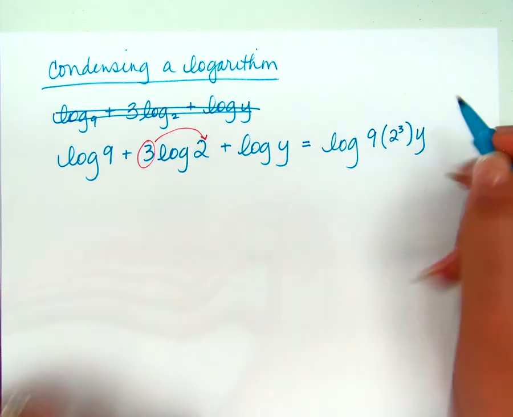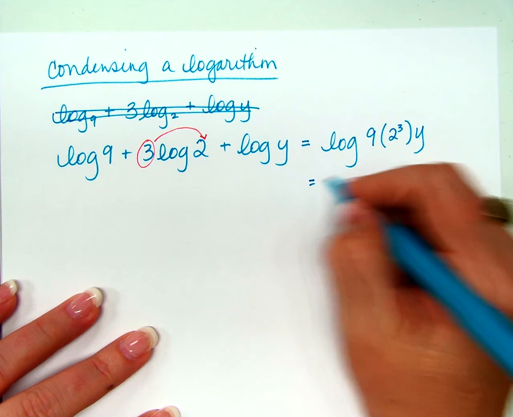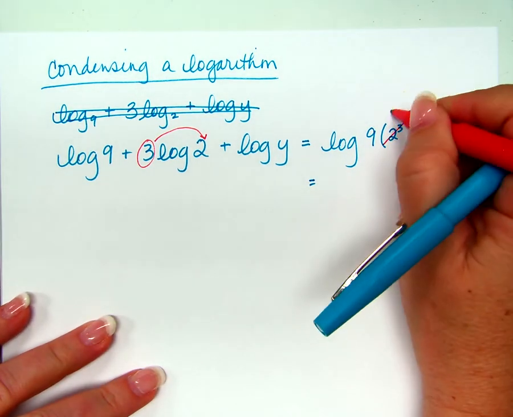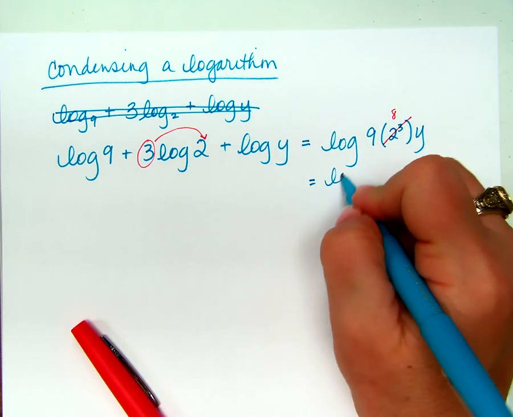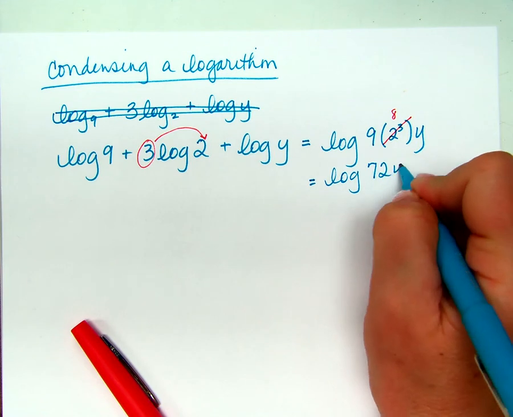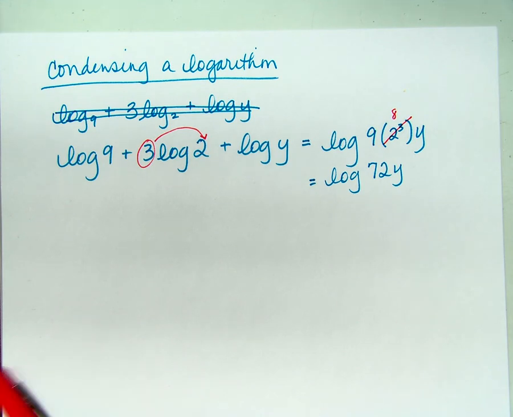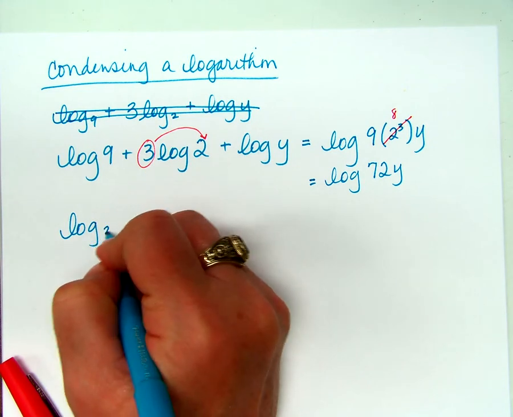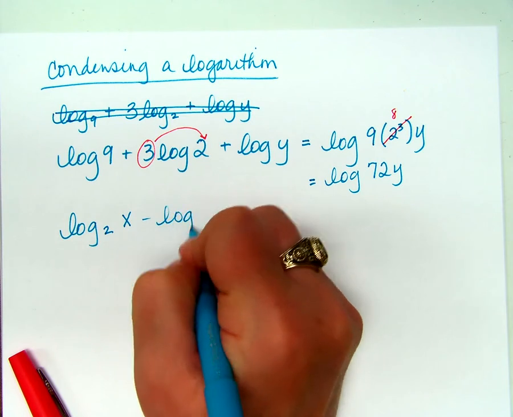Times y, right? Now, there's some simplification that needs to happen here, isn't there? First of all, what is 2 to the 3rd? 8. So this is an 8. Then what else do we have to do? 9 times 8. What is 9 times 8? So log of 72y. Done. What about this? Log base 2 of x minus log base 2 of 9.